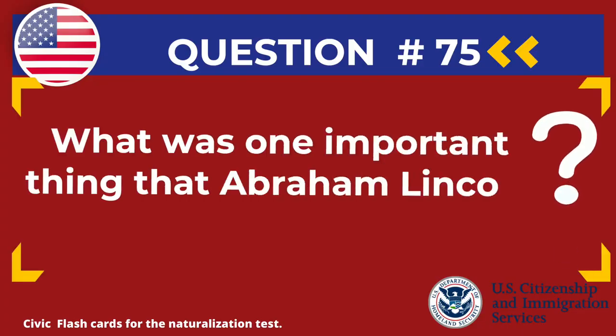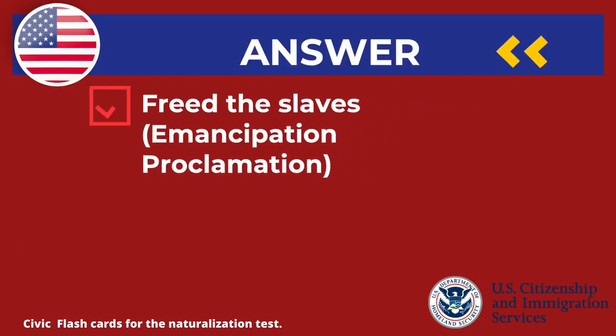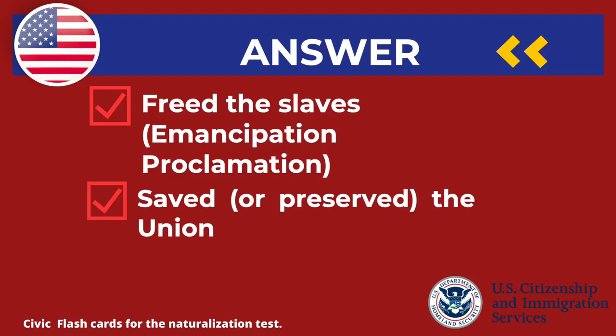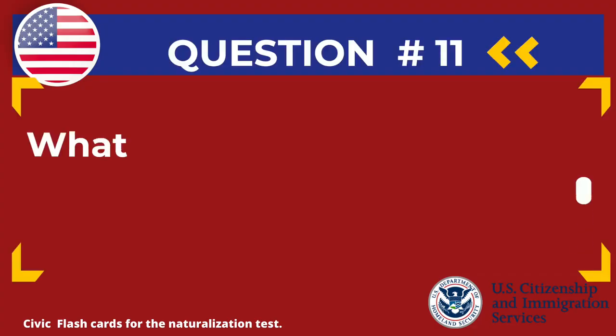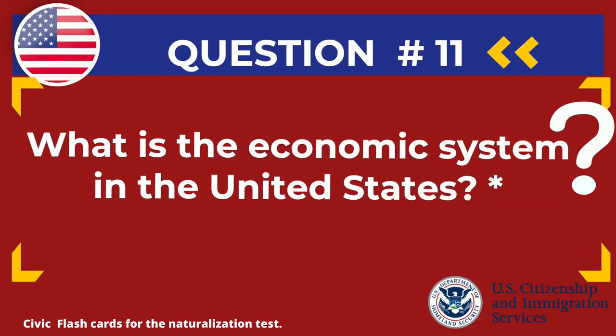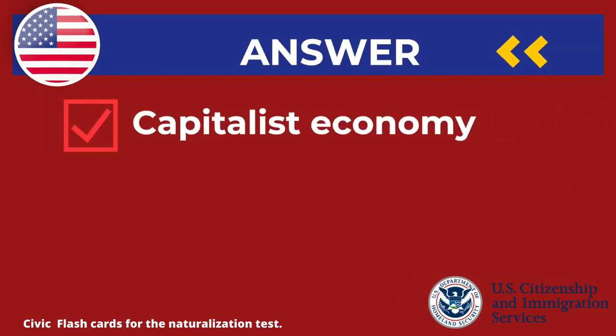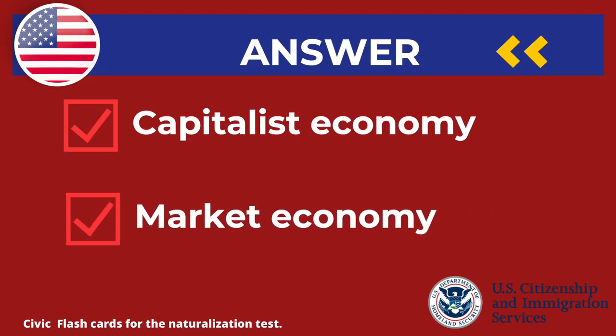What was one important thing that Abraham Lincoln did? Freed the slaves. Emancipation Proclamation. Saved or preserved the Union. Led the United States during the Civil War. What is the economic system in the United States? Capitalist economy. Market economy.